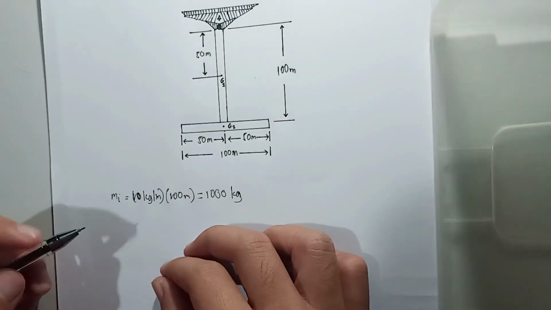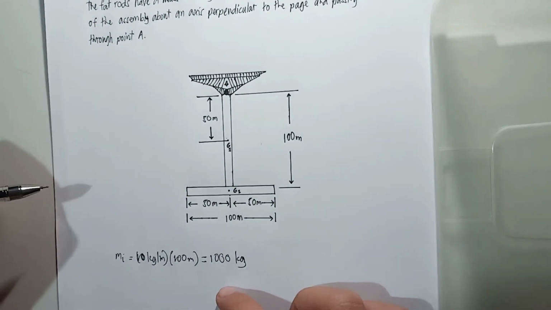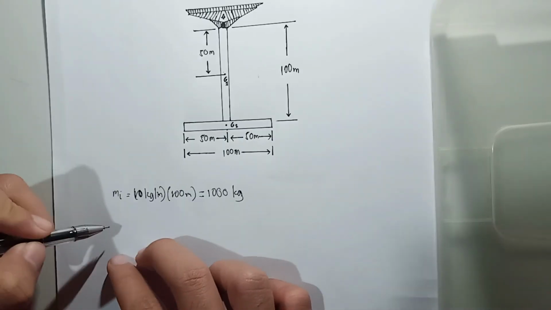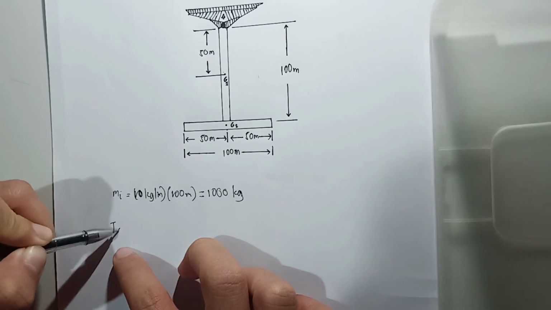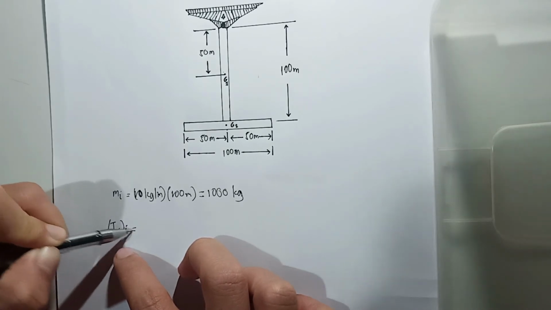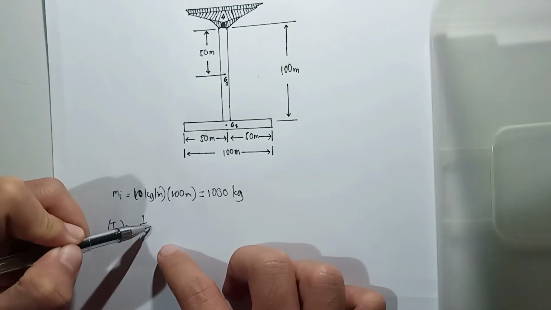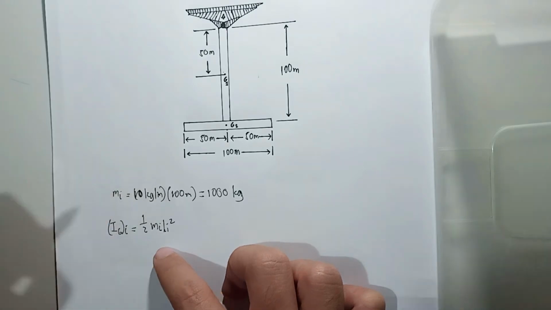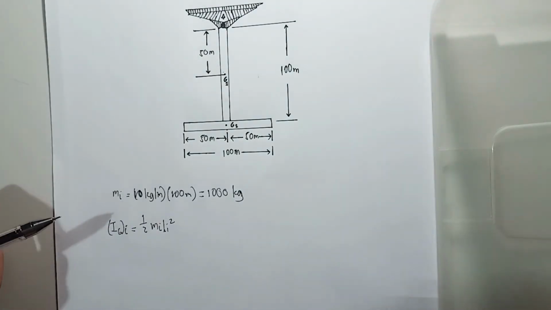So to find the moment of inertia, first let's use the formula of mass moment of inertia, which is Ig equals 1/2 times m L squared, which is 1/2 of mass times the length of the rod.